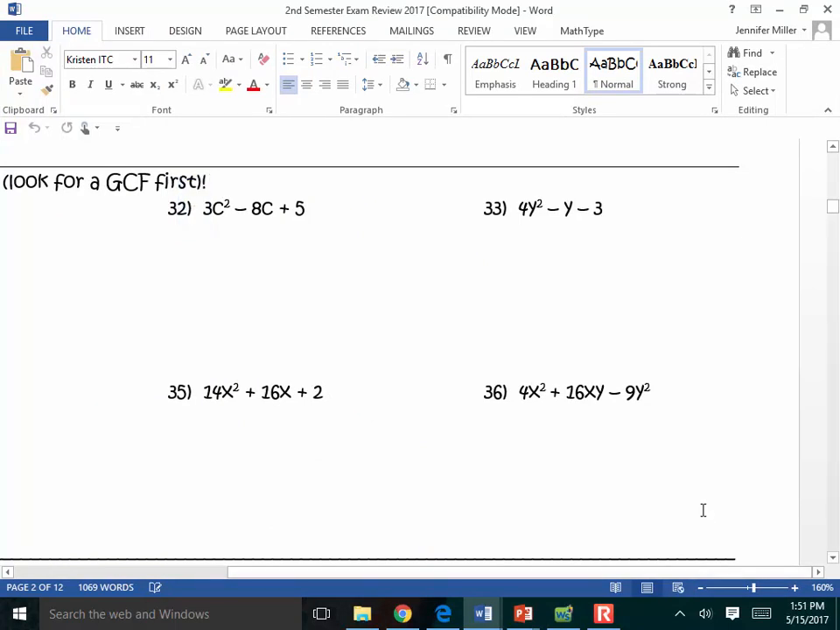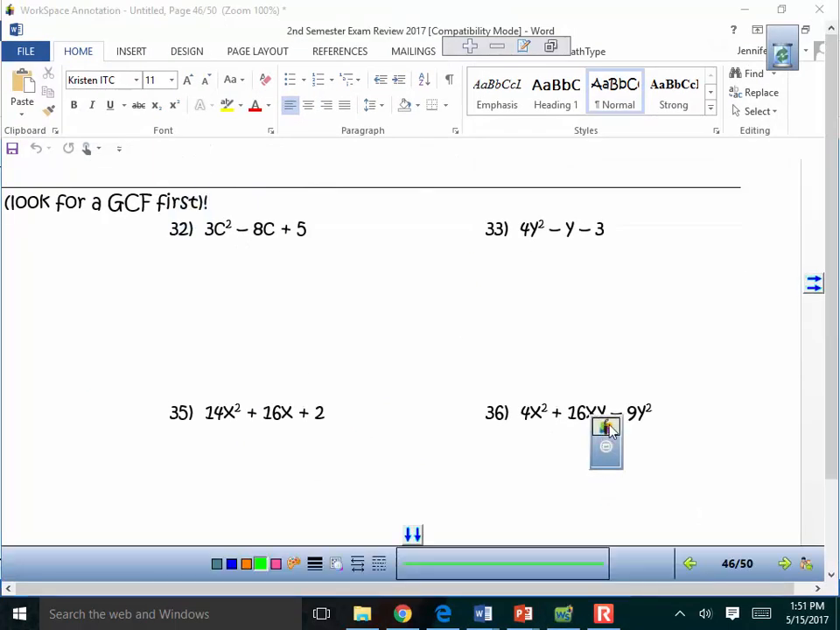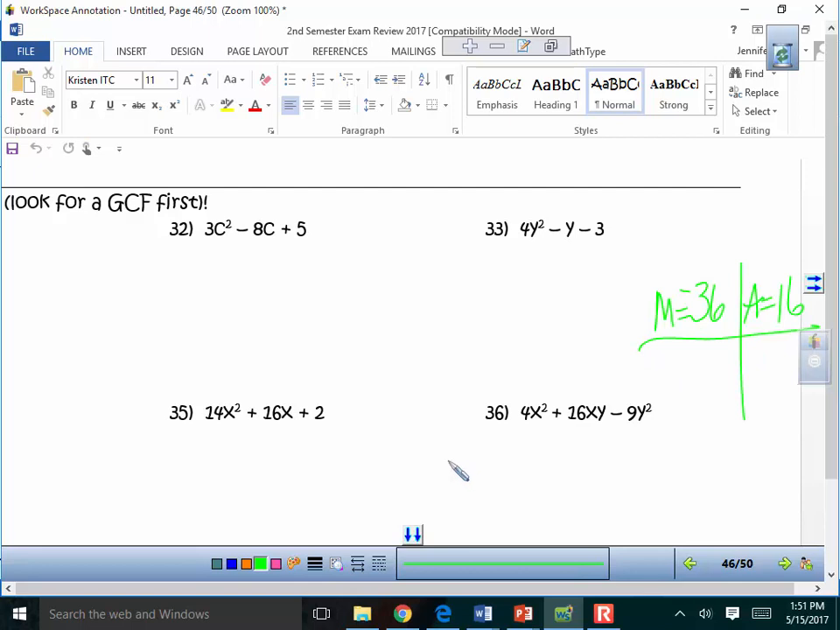Sure. On number 36, is there a GCF? No, there isn't any. Okay, so we want to find two numbers that multiply to give us negative 36, right? And add to give us 16. Very good. What are those two numbers? 18 and negative 2. Cool. You're right.